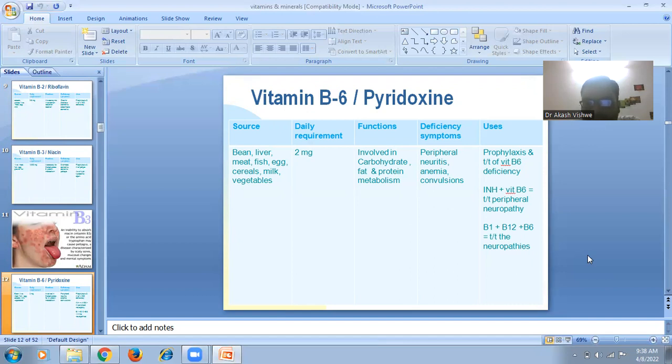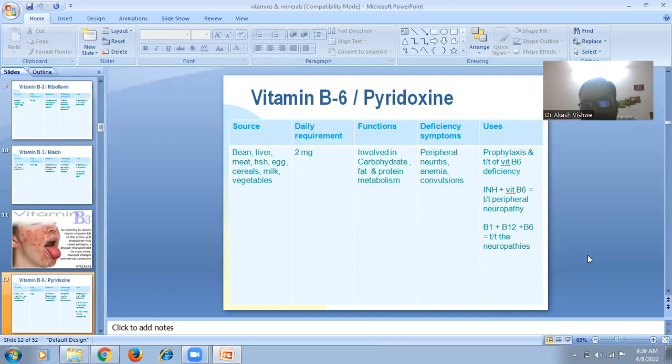Isoniazid, the drug, is specifically used in the treatment of tuberculosis. When we use this drug, it can cause a specific ADR that is known as peripheral neuropathy. So to avoid this or for its treatment, we can add this vitamin, vitamin B6. So if vitamin B6 is added with isoniazid, we use this as the treatment of peripheral neuropathy.